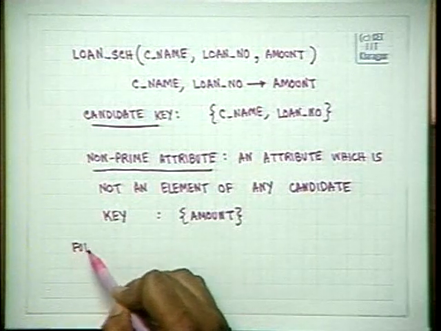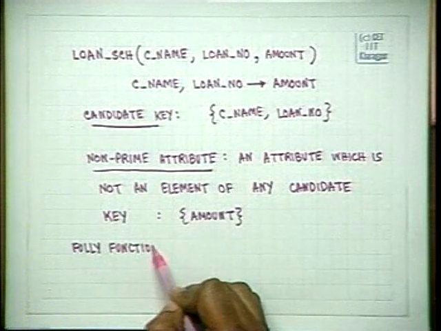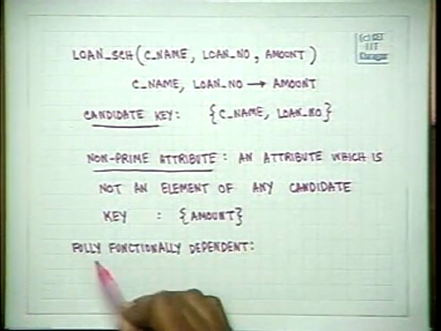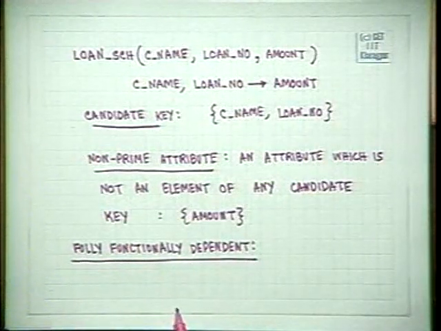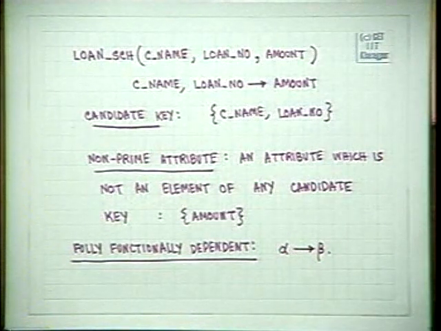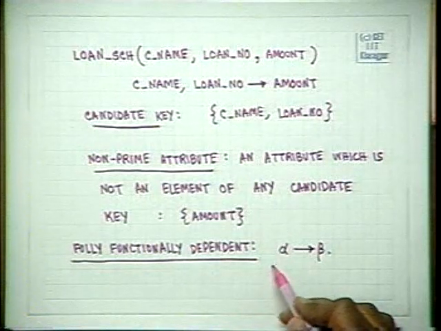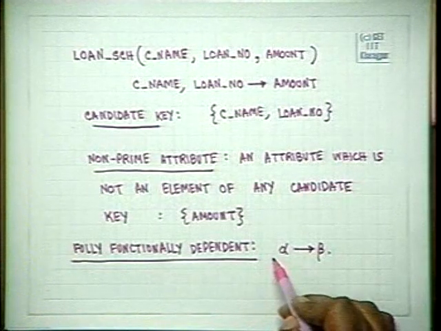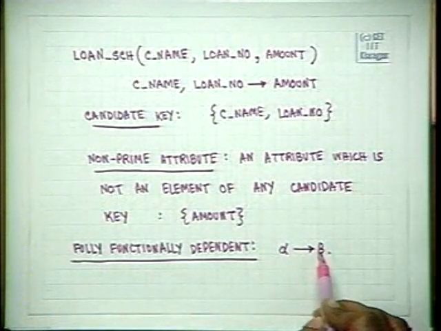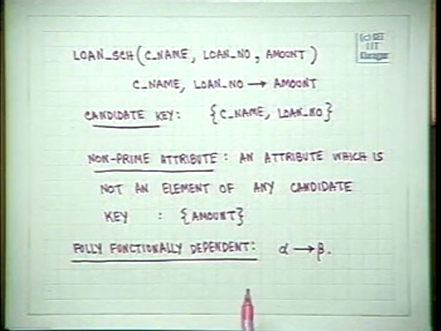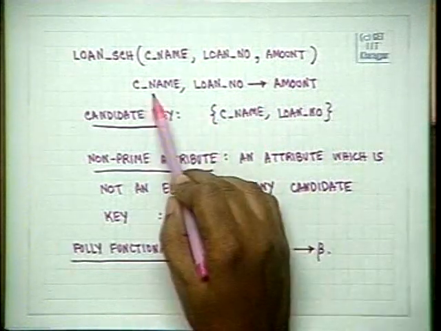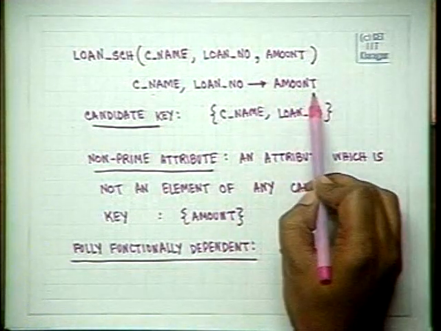And what do we mean by fully functionally dependent? When we say alpha to beta is fully functionally dependent, it means that you cannot remove any attribute from alpha and see that a subset of these attributes still implies beta. A subset of the attributes of alpha cannot imply beta. Then it is said to be fully functionally dependent. For example, here alone loan number does not imply amount, or alone customer name does not imply amount. Therefore, amount is fully functionally dependent on these two.